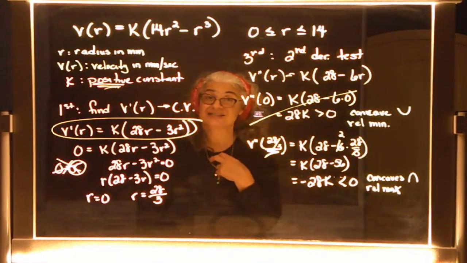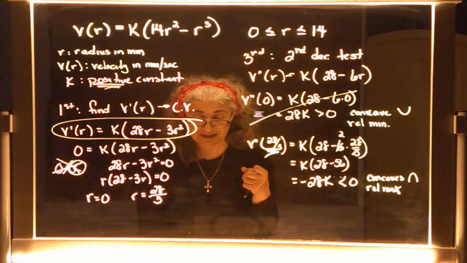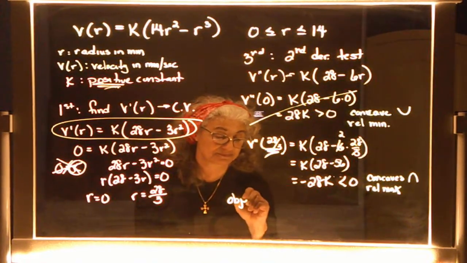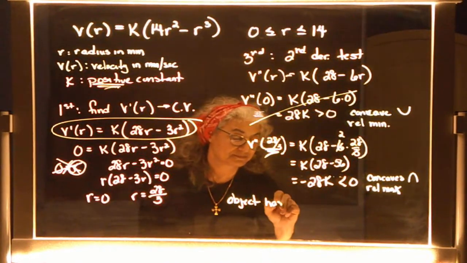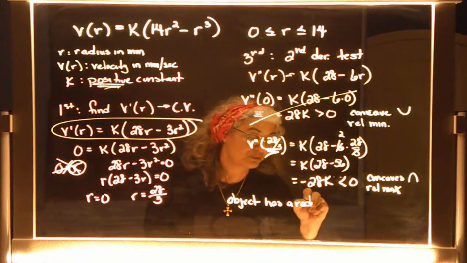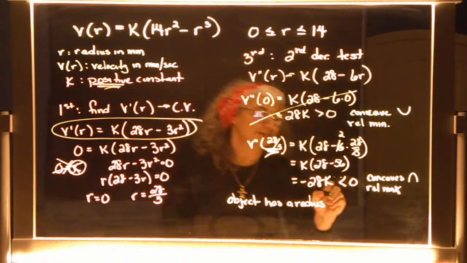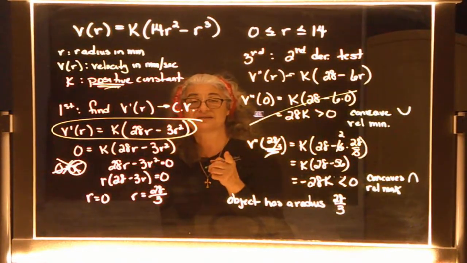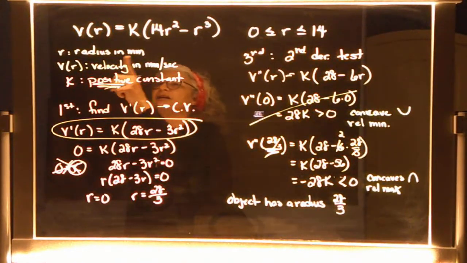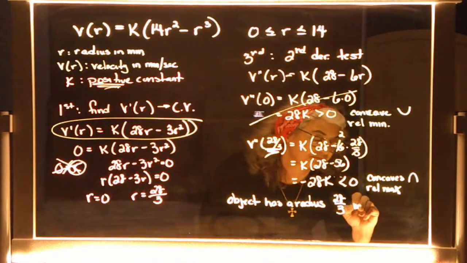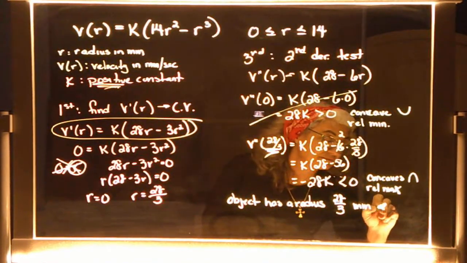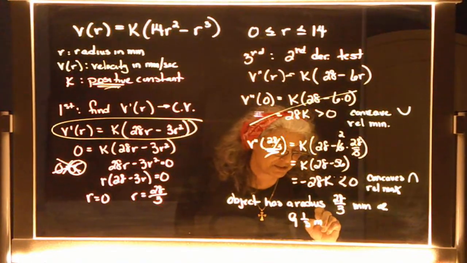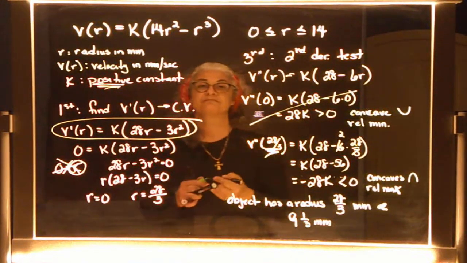So the size of the object, as it's asking, the object actually has a radius of what? Yeah, 28 over 3. What is its units? Millimeters. Or we could say 9 1/3 millimeters. Cool?